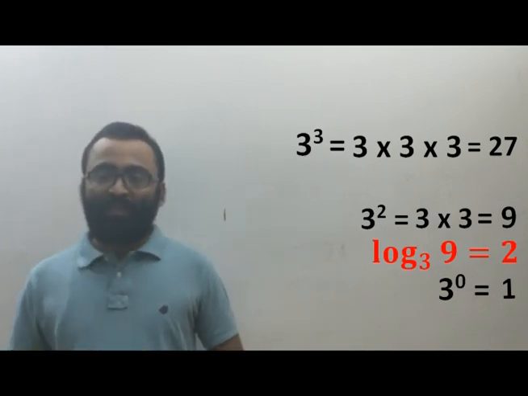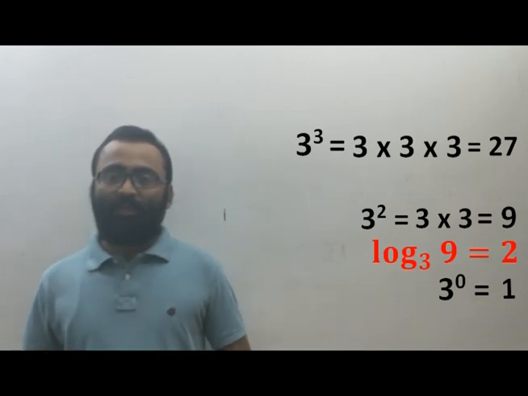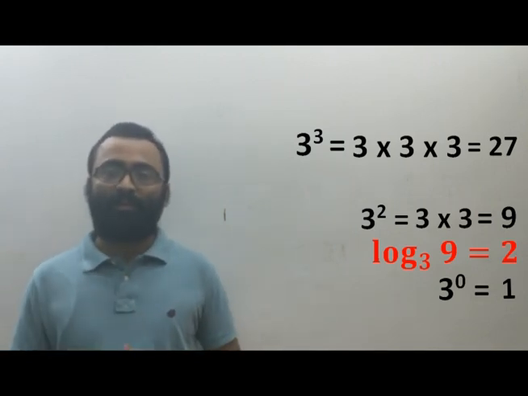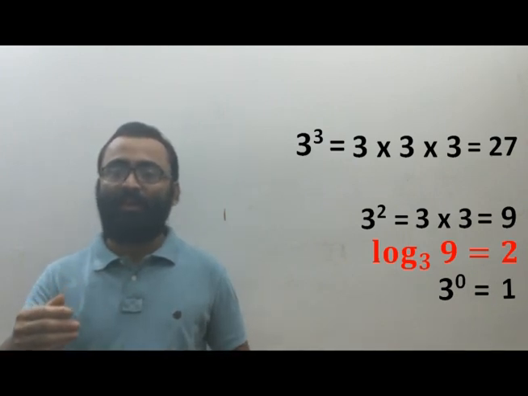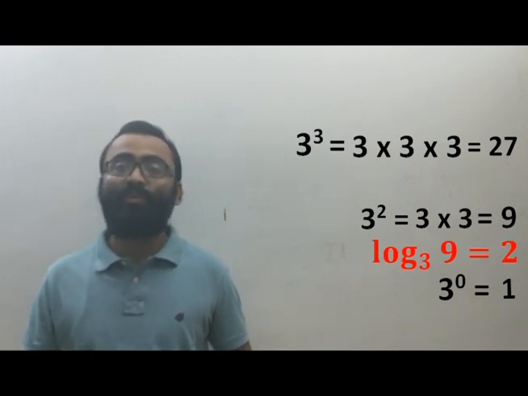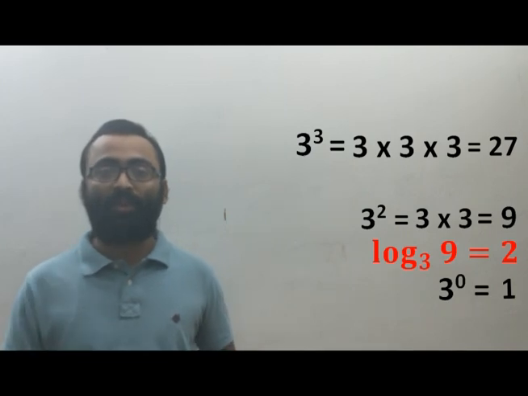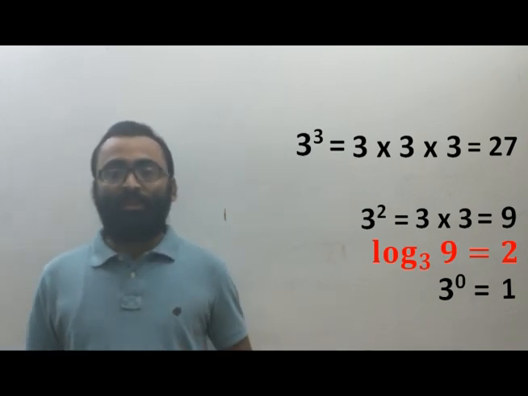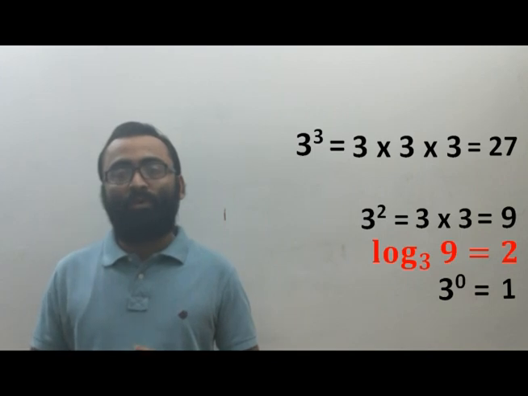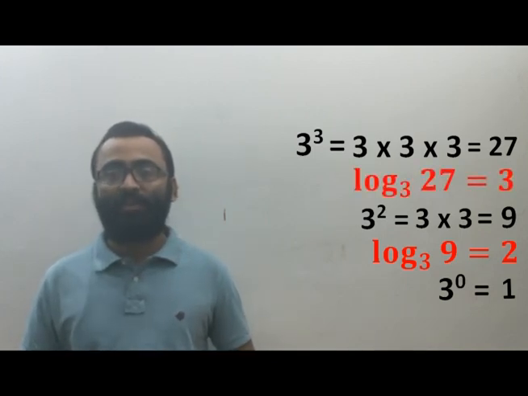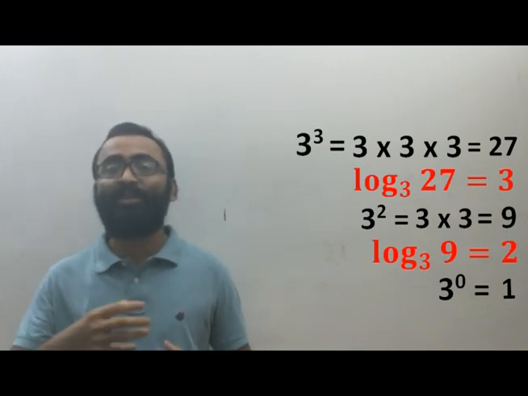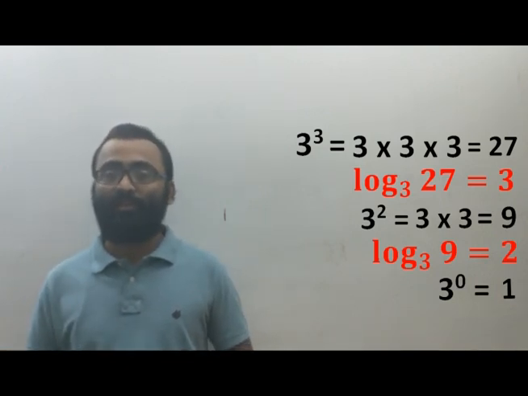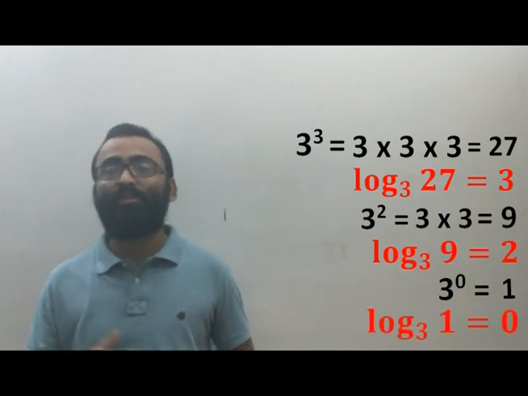So you see, the same thing we are seeing in a different way. If I ask you directly what is 3 square, it is 9. And if I ask you the same thing as to get the answer 9, how many 3s will you multiply? It will be 2, right? So you see, in the same way, what will be log of 27 with base 3? It is equal to 3. That means to get the result as 27, how many 3s will you multiply? It is 3. Log of 1 with base 3 is equal to 0.